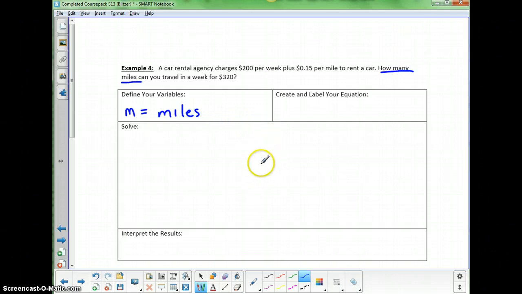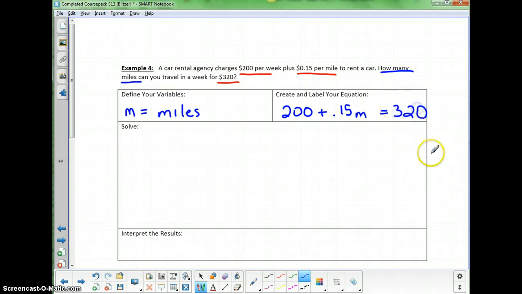Alright, so let's put the two parts of the equation together. They're going to charge me $200 per week. They're also going to charge me 15 cents per mile. And I know that it's going to total $320. The $200 per week, they're going to charge me no matter how far I drive. Then they're going to charge me 15 cents for each mile I drive. So 15 cents times the total number of miles I drive. That is going to be the total fee. And I want to find out how many miles I'd have to drive for this to be equal to $320. So that's going to be my equation.